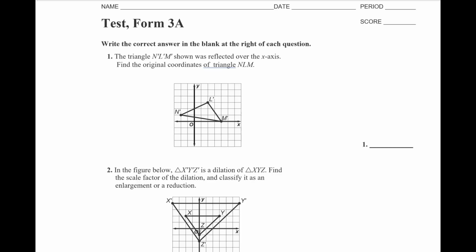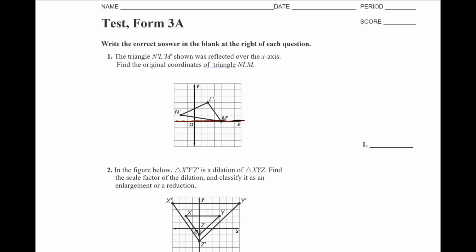Let's get started. The triangle LNLM prime shown was reflected over the x-axis. Find the original coordinates of triangle NLM. Well, if you were reflected over the x-axis, which is this axis right here, that means you were flipped up here. That means you had to originally be down here. So there's two ways to look at it. You can just draw the image.